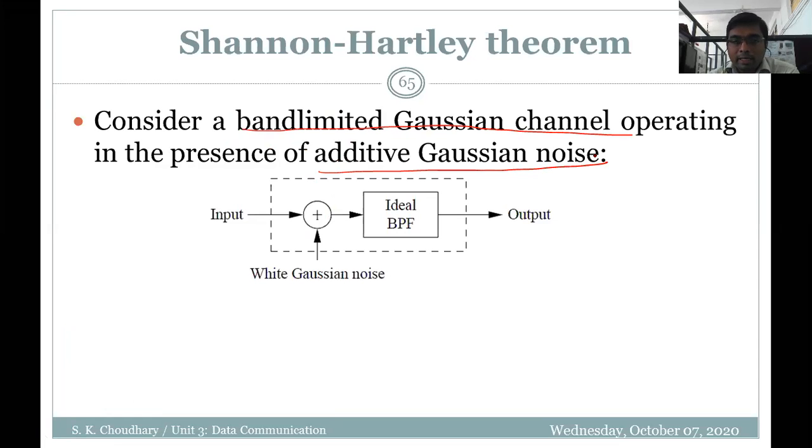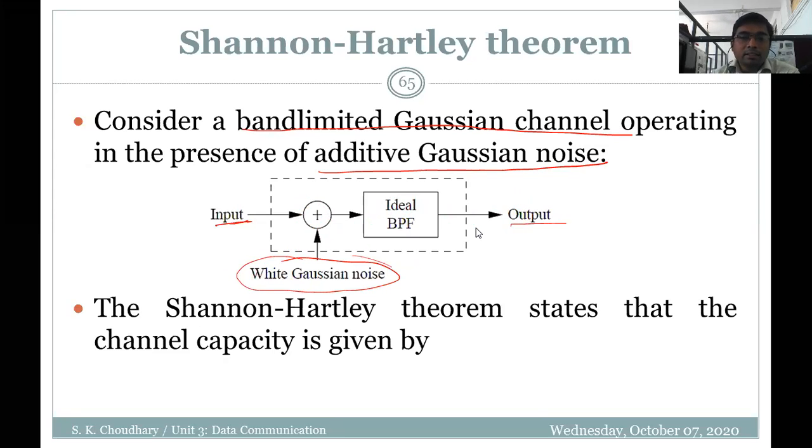So this is a block that I have shown you. There is input data, and in this particular channel, the band limited Gaussian channel, we see there is addition of white Gaussian noise, and when both are added up, it is passed through the ideal band pass filter, and finally whatever the output comes is sent to the receiver section.